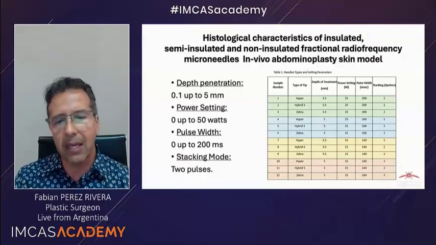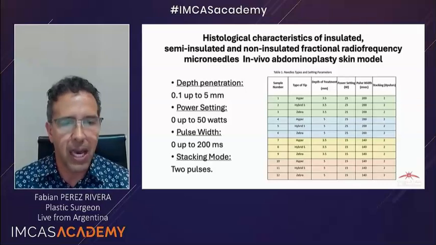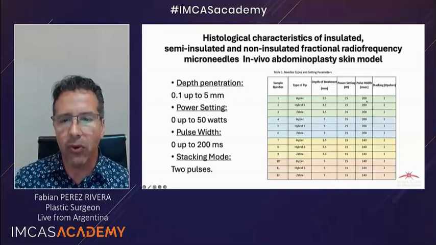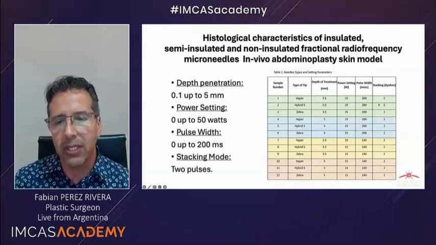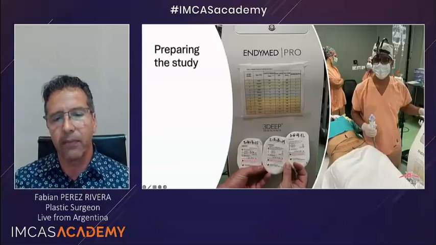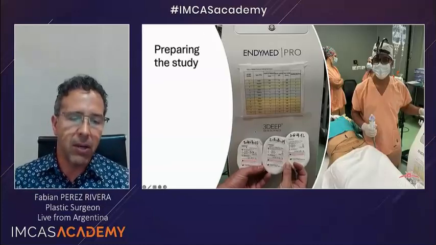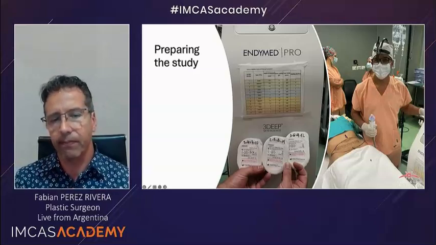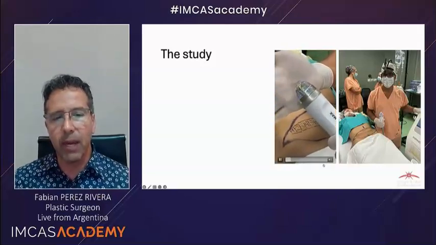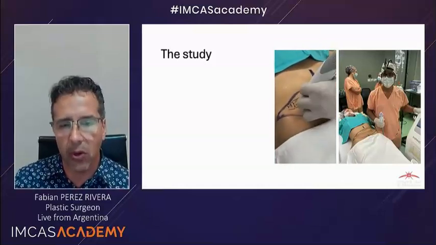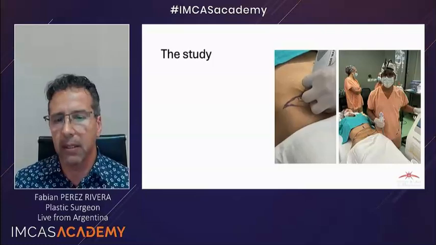After that, I selected similar parameters for each kind of microneedle: same depth, same power, same pulse duration, and always with 2 stackings, with different layers and different parameters, but always the same for the 3 needles. Here are the 3 microneedle tips and the sample that I took for each one of them. And here is during the application. Again, remember that the patient suffered nothing at all because she was sedated by anesthesia.